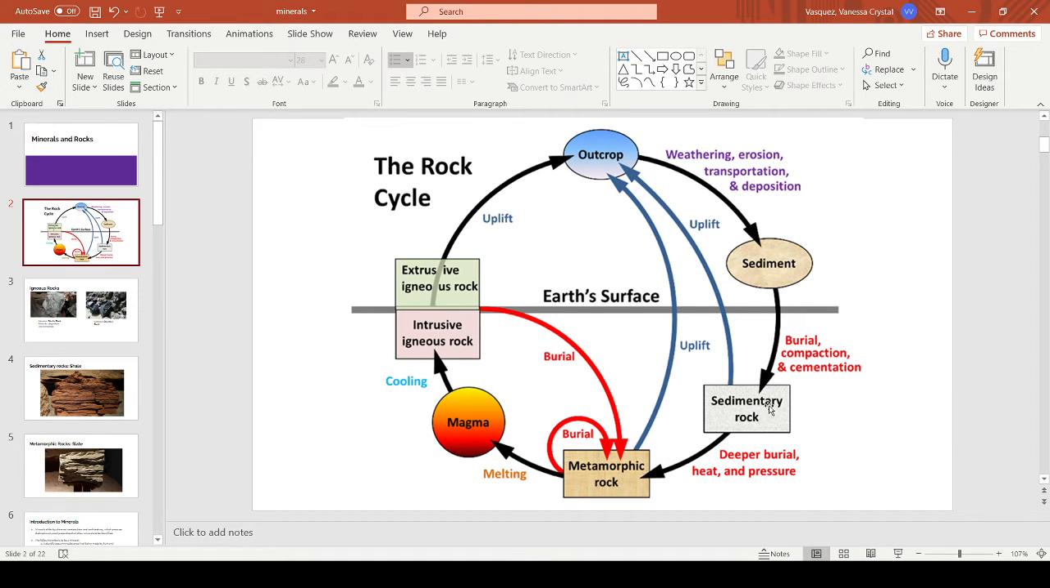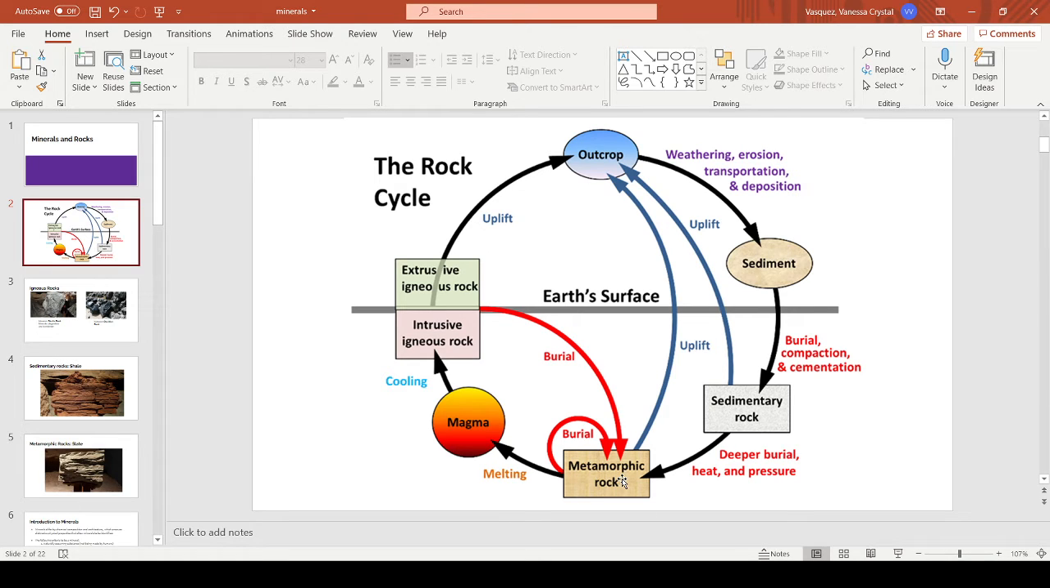As you can see here, the sedimentary rock, due to heavy burial, can travel down below Earth's surface, and the sedimentary rock can transform into a metamorphic rock, but it can only do so when it's exposed to high heat and pressure. So the high heat and pressure will transform the sedimentary rock and change its formation, and this is what is called a metamorphic rock.